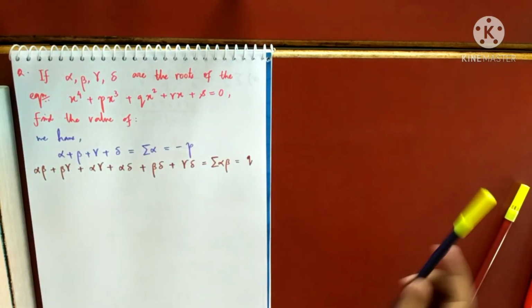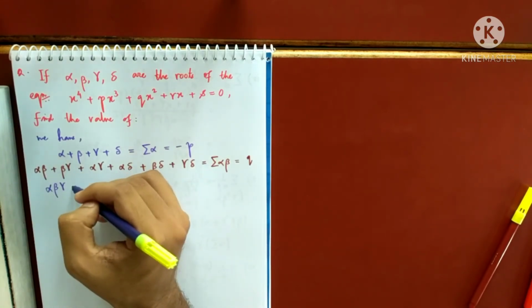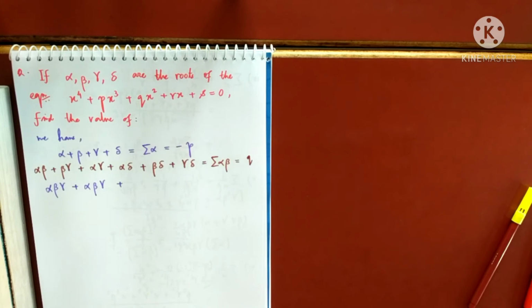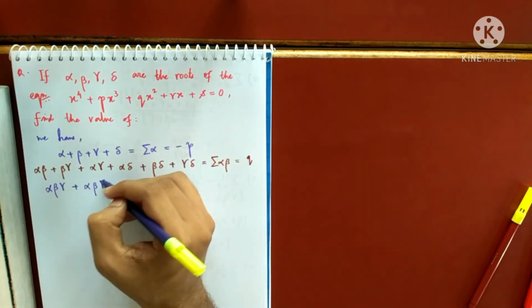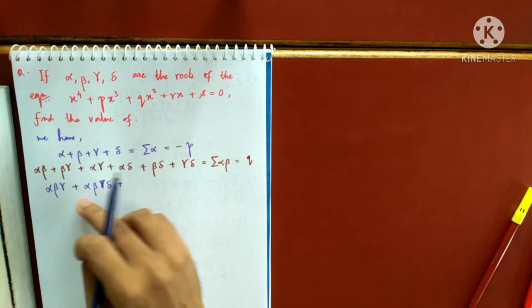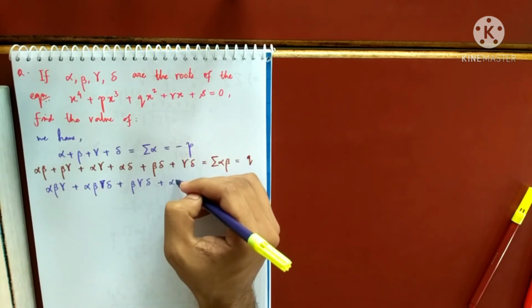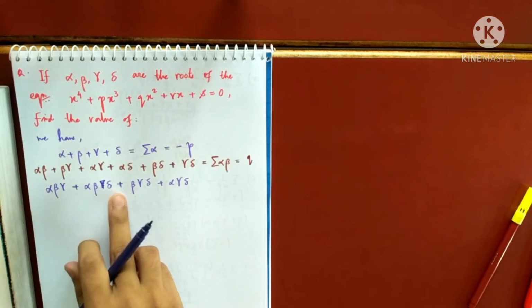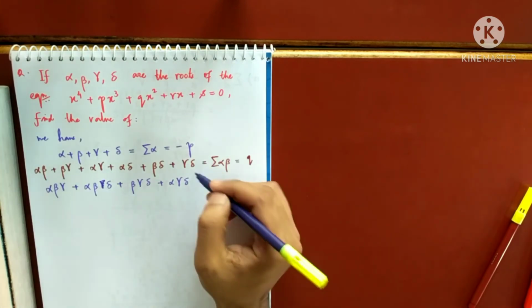Next, 4C3, by taking 3 terms at a time. So alpha beta gamma, alpha beta delta, then gamma delta, alpha beta, oh sorry, this will be delta, no? Alpha beta delta, alpha beta gamma, beta gamma delta, and alpha gamma delta. These 4 terms. Alpha beta gamma, all possible things I have taken, right? Alpha beta gamma, alpha beta delta, beta gamma delta, and alpha gamma delta.